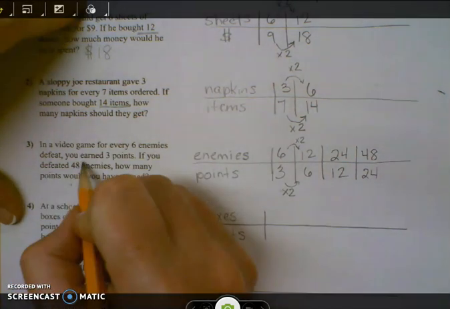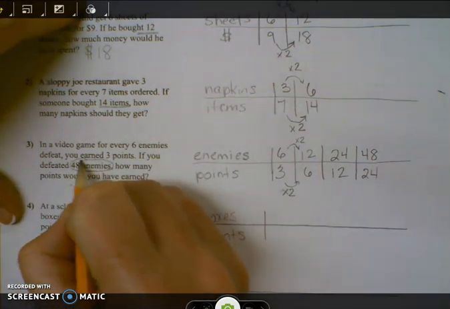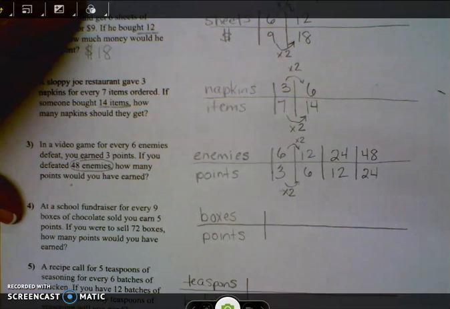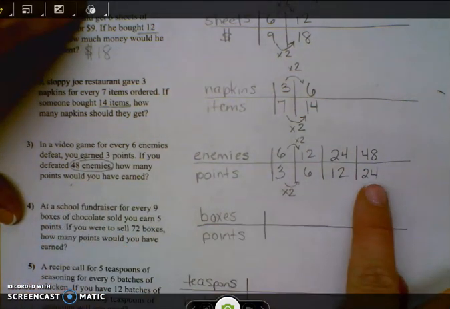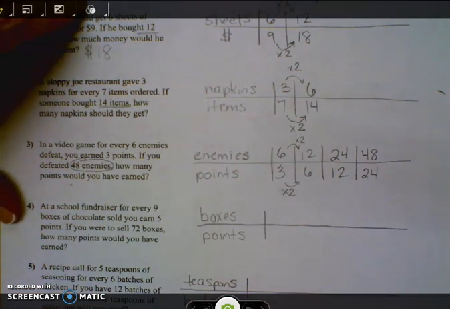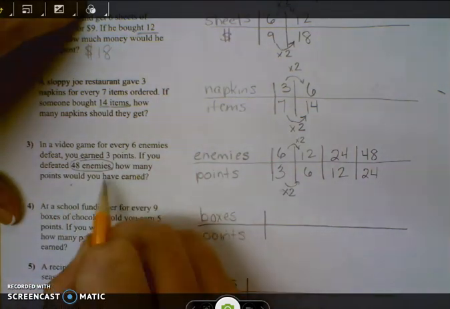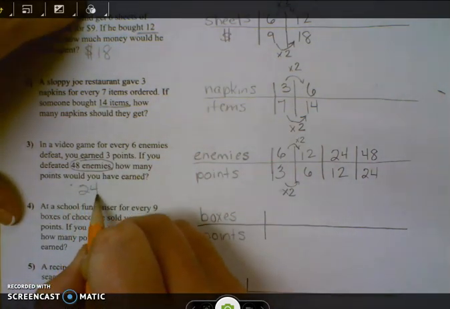Okay, I know that 48 was my key number. So am I there? If I defeat 48 enemies, I will have earned 24 points. So I just again used my doubling strategy to solve my problem. So how many points will I have earned? I will have earned 24 points.